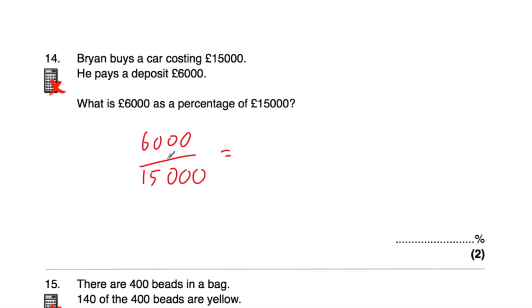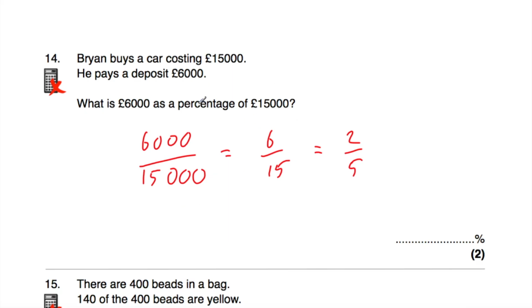So I'm going to find some equivalent fractions which might help us here. I'm going to start by dividing both of these numbers by 1,000. So if I divide both the numerator and denominator by 1,000, 6,000 divided by 1,000 is 6, and 15,000 divided by 1,000 is 15. So that's 6/15. And actually that can be cancelled down a bit further. Both of those numbers are divisible by 3. So 6 divided by 3 would be 2, and 15 divided by 3 would be 5. So that's 2/5.